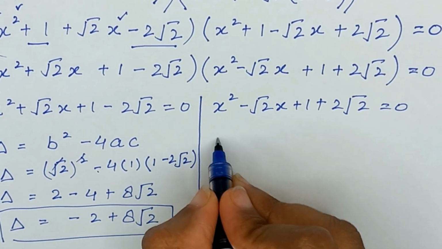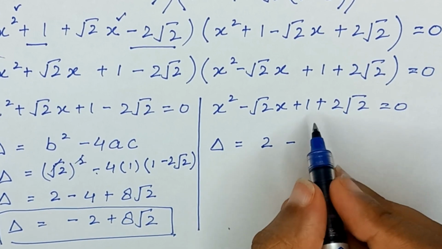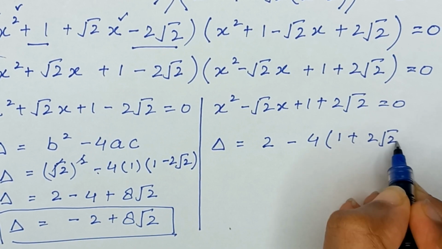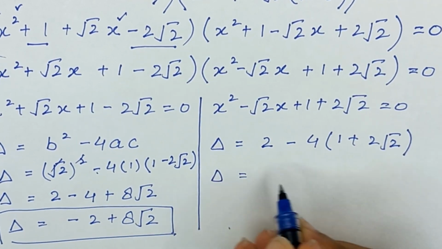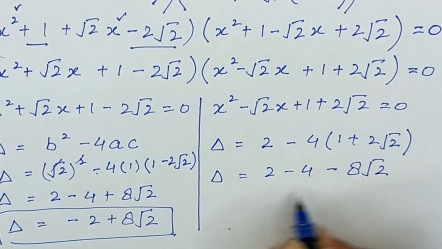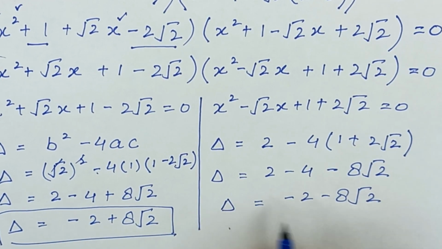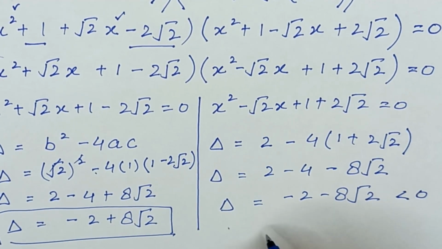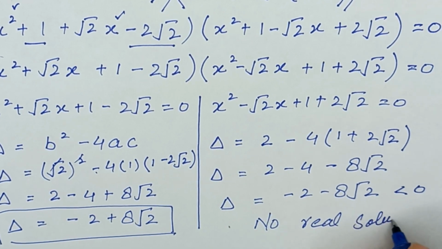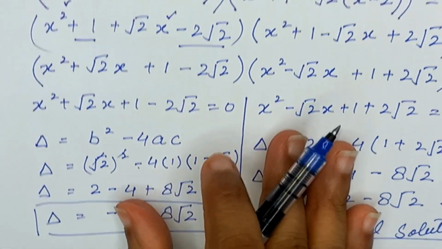Now we will take the discriminant of this equation. So b square means 2 minus 4 times 1 plus 2 square root of 2, because a is 1. So it will be 2 minus 4 minus 8 square root of 2, and it will be equal to minus 2 minus 8 square root of 2. Now you can see that it is less than 0. That means it has no real solution. So we will deal with this equation.